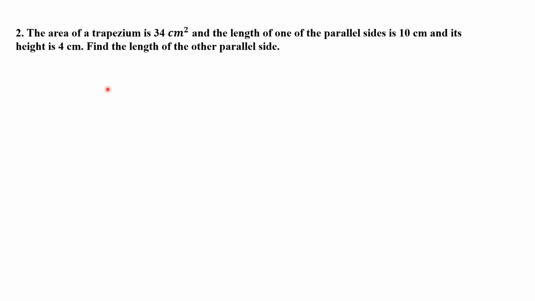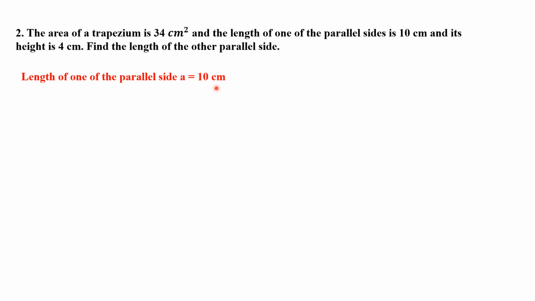Now the second question: the area of the trapezium is 34 centimeter square and the length of one of the parallel sides is 10 centimeter and its height is 4 centimeter. Find the length of the other parallel side. So in this question, the area of the trapezium is given and one of the parallel sides is given. The other parallel side is missing, which you have to find, and the height is also given. So let's write what is given first.